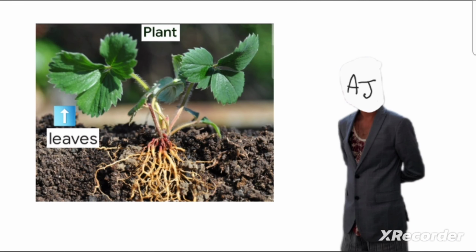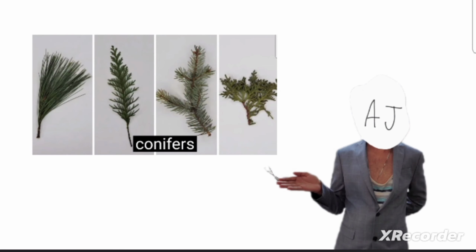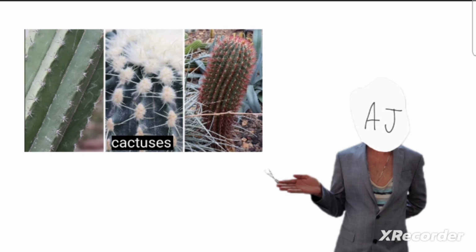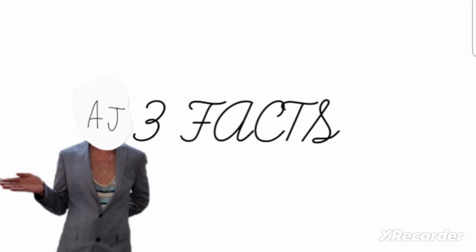Of course, there are also leaves that have been modified by their own plants. For example, conifers have needle-like leaves or scale-like leaves, and cactuses have leaves, but they've been modified to look and be like thorns to prevent water loss in dry climates. And with that, that brings us to the end of this video.